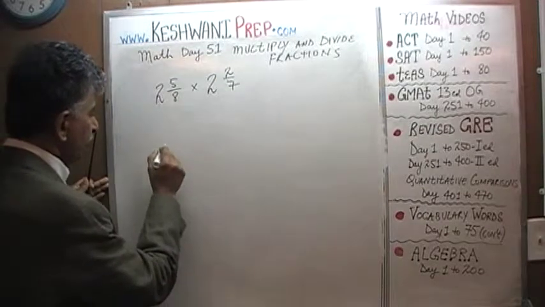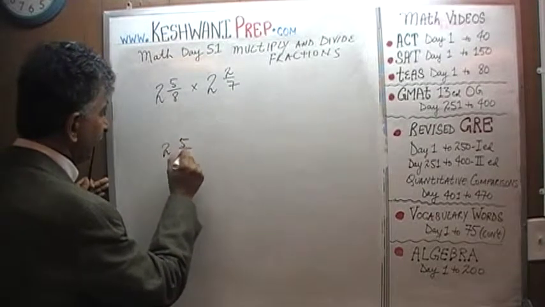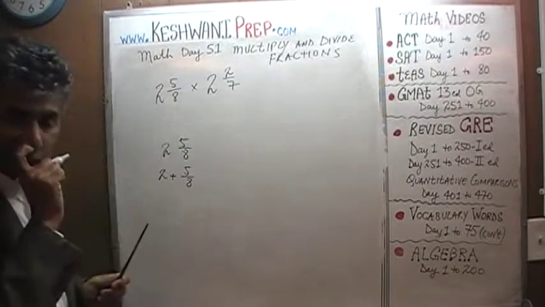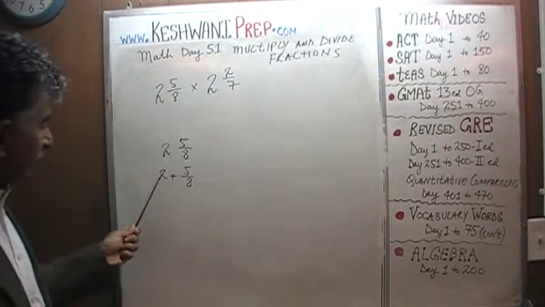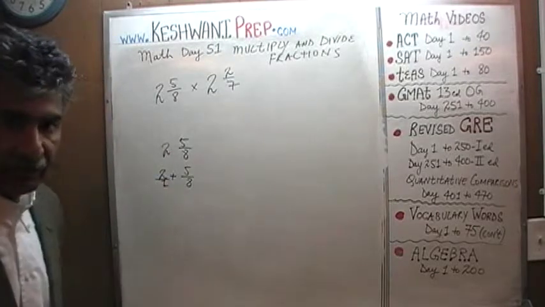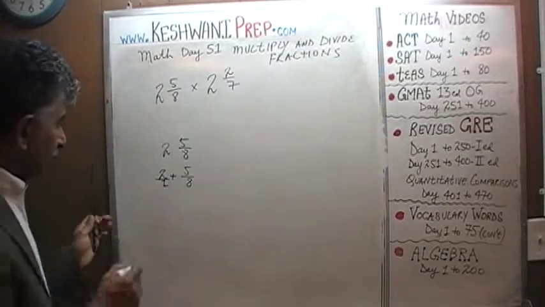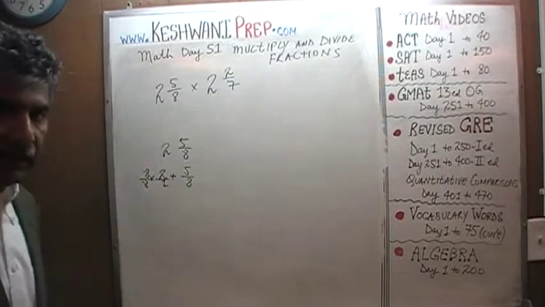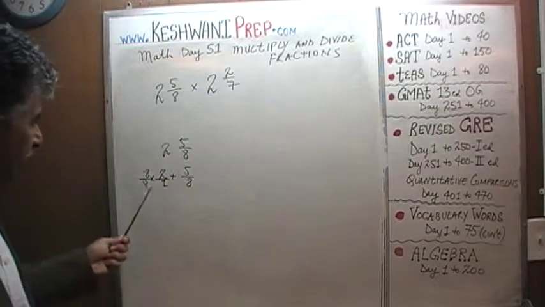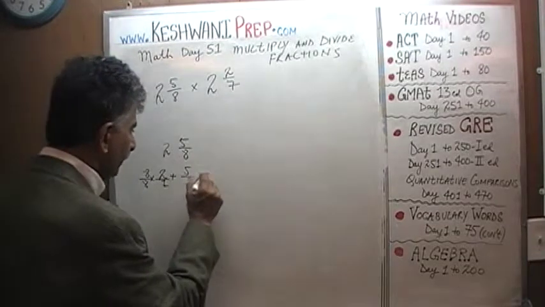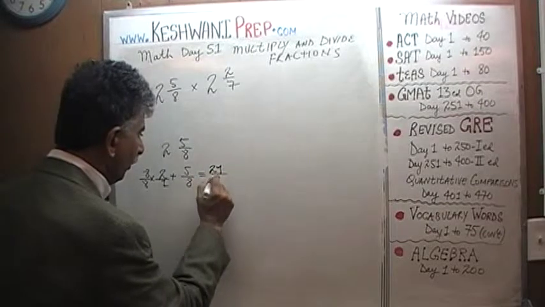The first one we have is 2 and 5/8, which of course is the same as 2 plus 5/8. This one has a denominator of 8, this one has a denominator of 1. We cannot simply add these two numbers the way they are, they have to have the same denominator, and we do that by multiplying and dividing the 2 by 8 over 8. 8 over 8 is just 1. So now we have 2 times 8, which is 16. 16 plus 5 is 21. So we end up with 21 over 8.